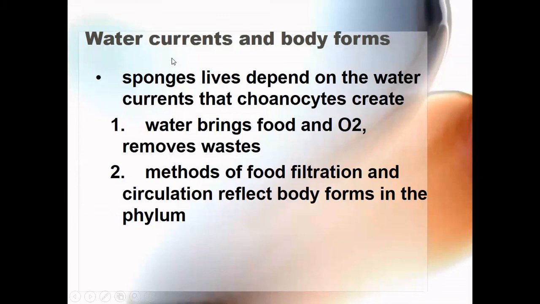Now, water currents and body forms. This is another category to classify the sponges into other groups. Sponges' lives depend on the water current that the choanocytes create. So it brings food and water. It brings food at the same time dissolved oxygen and also removes waste. The method of food filtration and the circulation reflect body forms in the phylum.